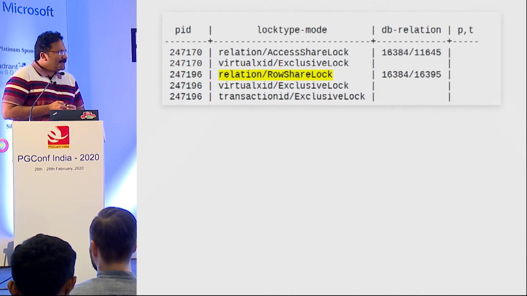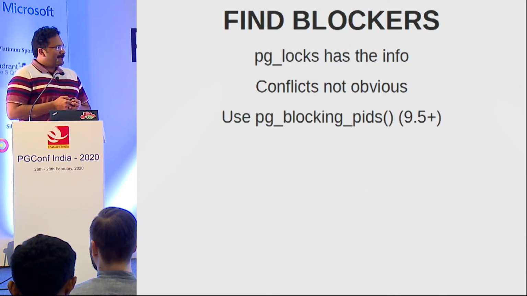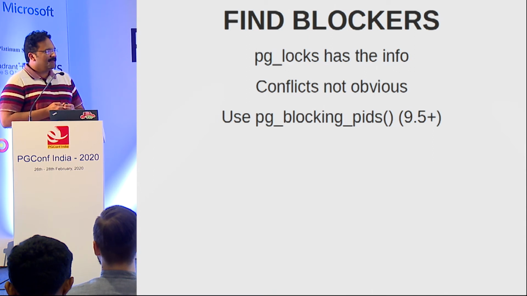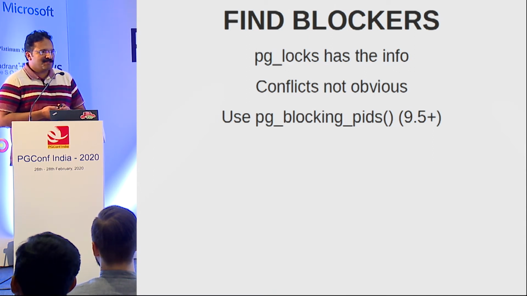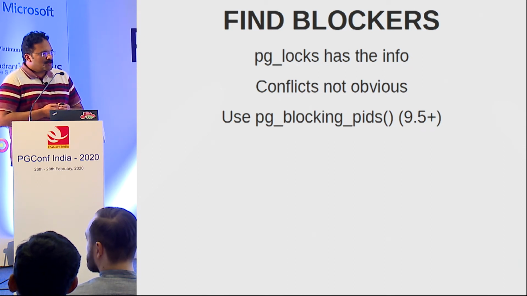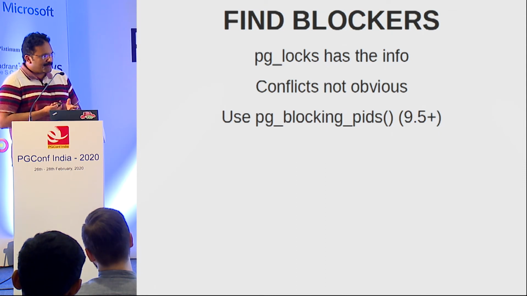So pg_locks is a really useful view in the Postgres catalog. It has all of the information required to figure out what your backends are waiting for if they're waiting for locks.